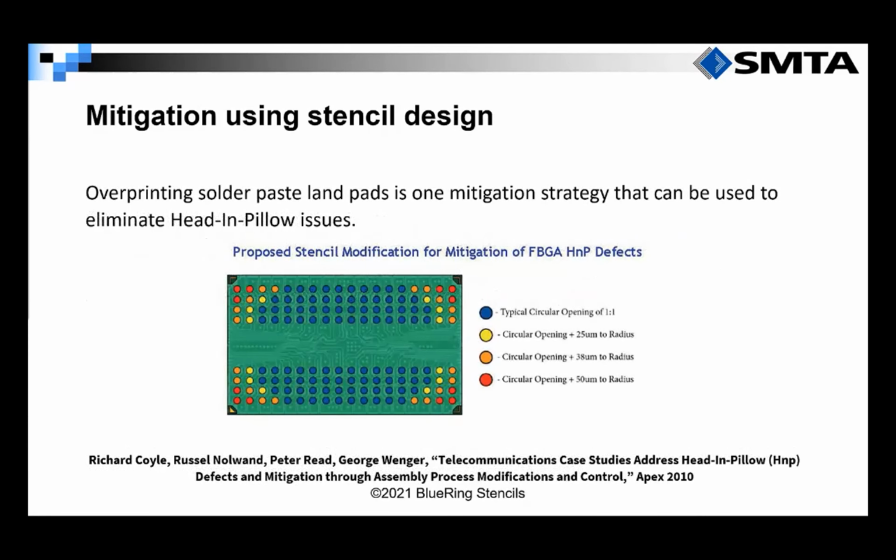The most common stencil solution is to overprint land pads in the corners as shown in this example. In fact, I've seen many component drawings for BGA type devices that recommend larger stencil apertures in the corners like is shown here.